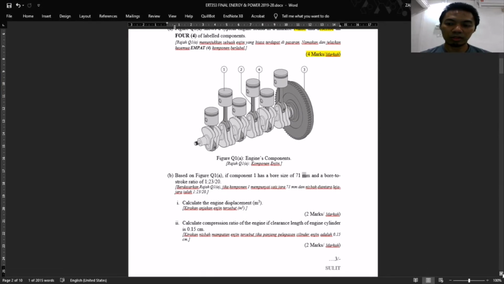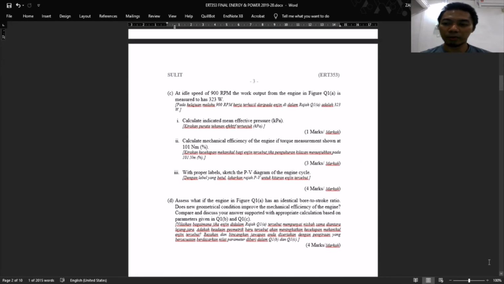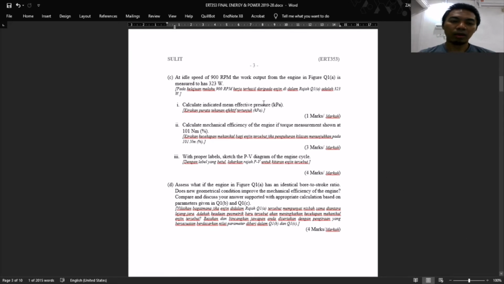Next question C. Here, let me read it for you. At idle speed of 900 rpm, the work output from the engine in figure Q1A, which is the last figure, is measured to have 323 watt. The question asks you to calculate indicated mean effective pressure, or PI.